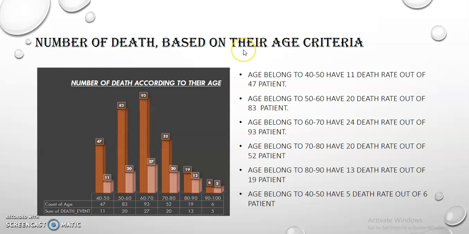Third question is number of deaths based on their age criteria. As I've told you, age criteria between 40 to 50, there are 47 patients, 11 are dead. Age criteria between 50 to 60, 83 patients are there, and in that 20 are dead. Likewise, age criteria between 90 to 100, 6 patients are there, and in that 5 are dead.